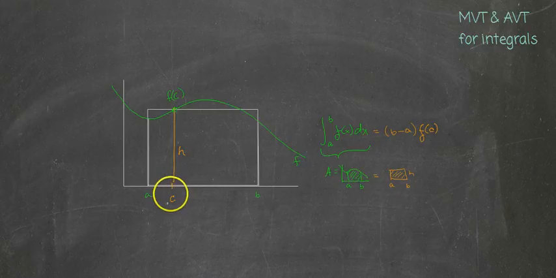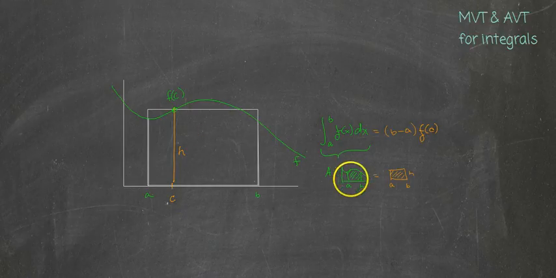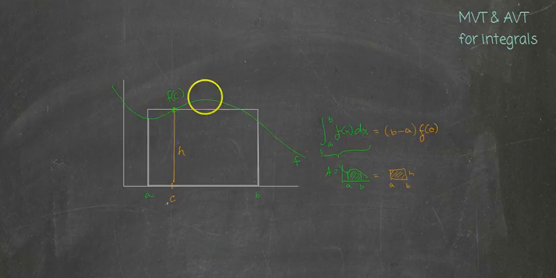So I don't know what c is yet. I definitely don't know what f of c is, but I do have a way to describe the area under the curve using a rectangle that involves a point on my function. So I may be able to use my function to backtrack to whatever f of c is.